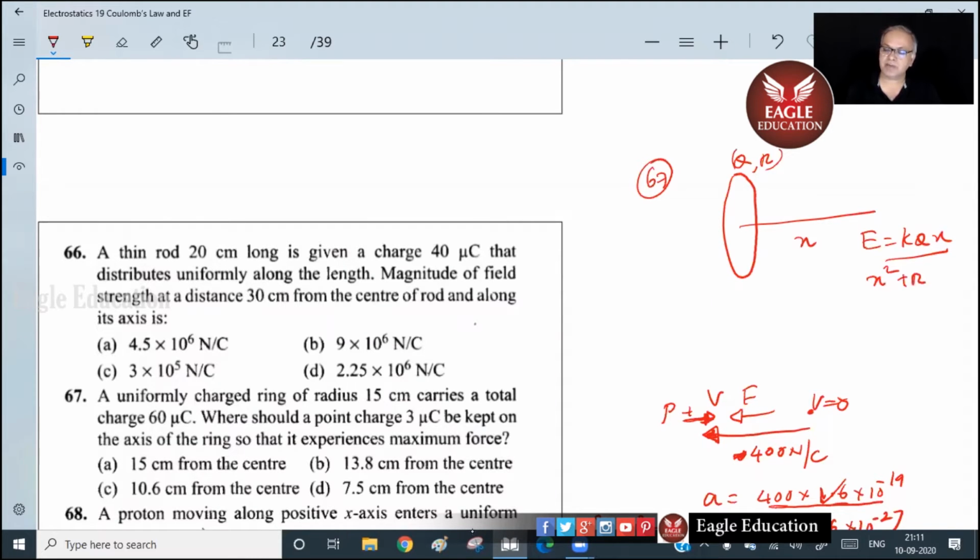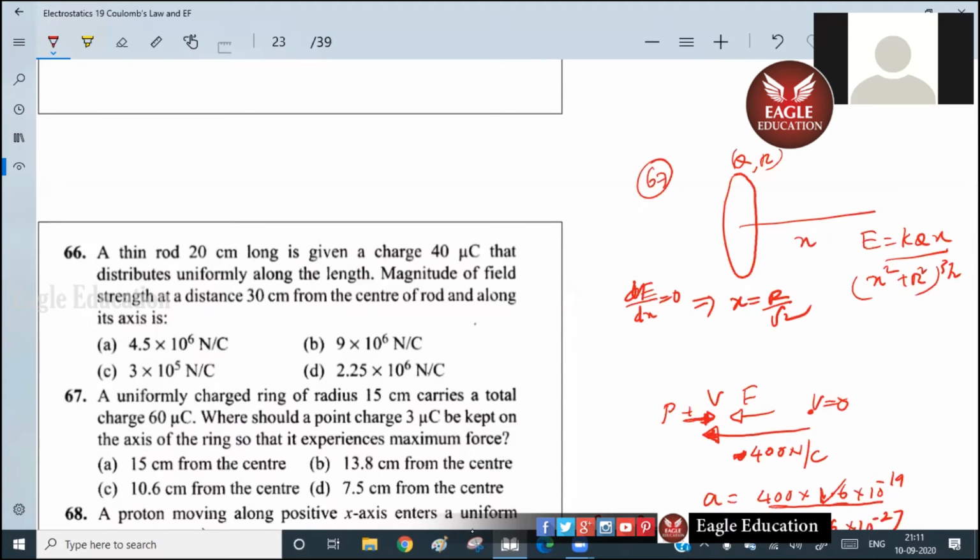Differentiate d by dx of the expression, and you make it 0. So you get x equals r by root 2. Tell me. Yes, sir. So where should a point charge of 3 microcoulombs be kept on the axis of the ring so that it experiences maximum force? We know the answer directly. We need not even do it. E is maximum, so force is maximum, right?